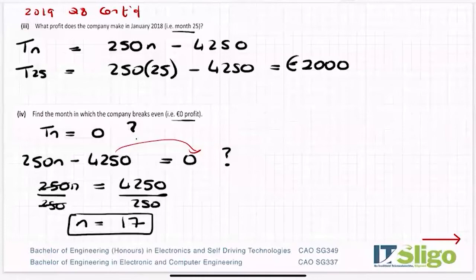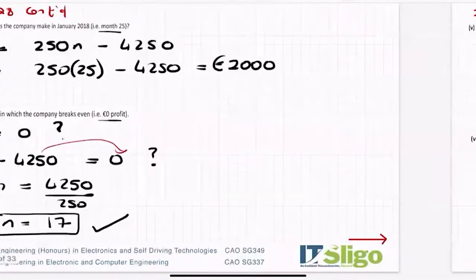And I'm just trying to figure out now if that's okay, or if they actually want you to figure out what month of the year that is. I would be inclined to leave it like that. And I'm looking at the solutions off examinations.ie, and yeah, n is equal to 17 is perfectly okay. So that's how you did that one.